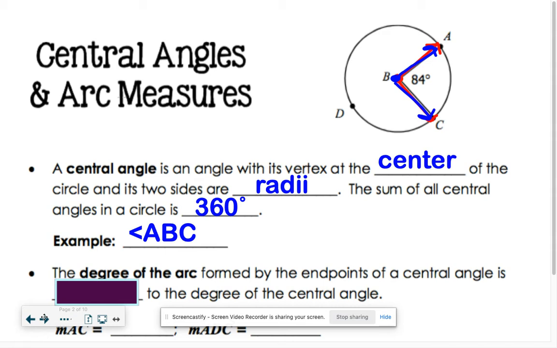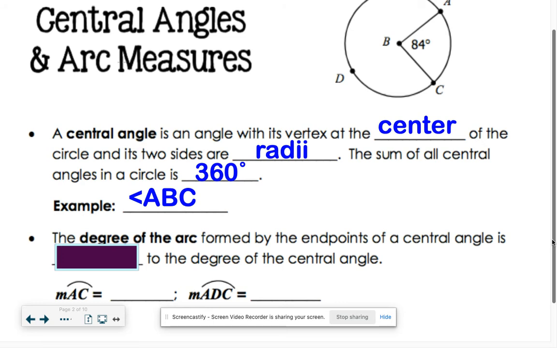Now all of the central angles in a circle add up to 360, and that should be kind of like a duh moment for you, right? Because we know there's 360 degrees in a circle, and if you put a bunch of different central angles in here and add all of these up together, you would get 360.